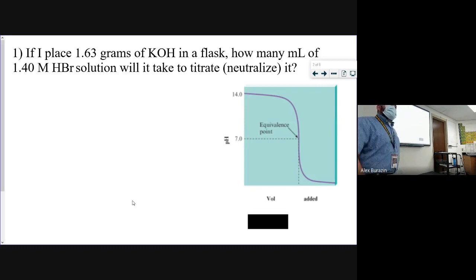So let's read number one. I'll try one of these, and I'll let you try one of these. We'll probably go back and forth to give you a chance to try some of the math, but this is factor label stuff, things you did last year, so hopefully it's not too bad.